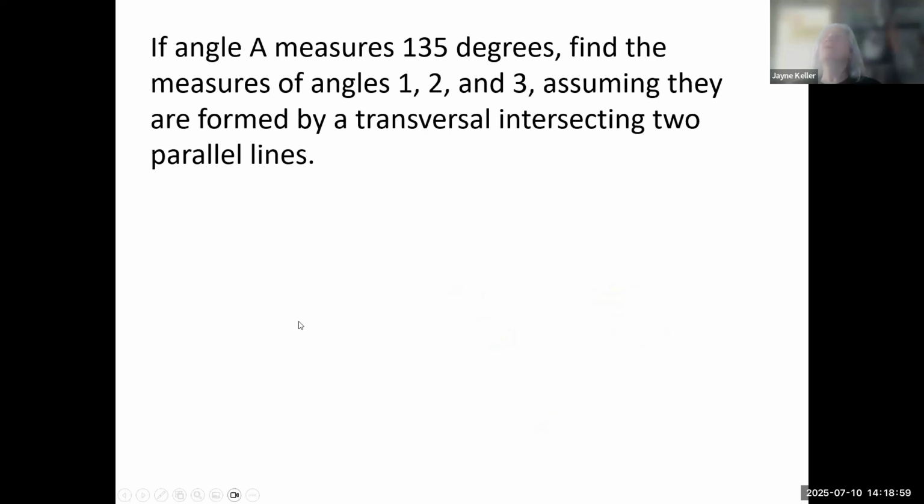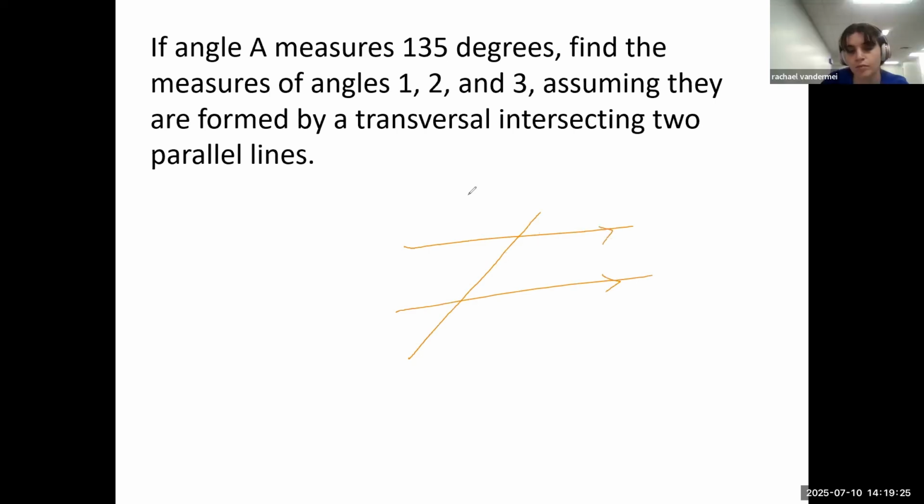Okay, let's see. If an angle measures 135 degrees, find the measures of angles 1, 2, and 3, assuming they're formed by a transversal intersecting two parallel lines. Probably need a picture for that, right? I think I meant to include a picture. So let's say these two are parallel. This one looks like 135 degrees. So let's find 1, 2, and 3.